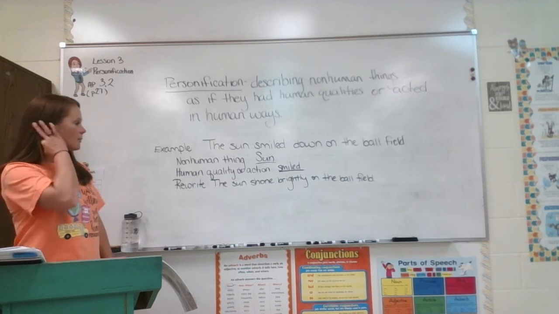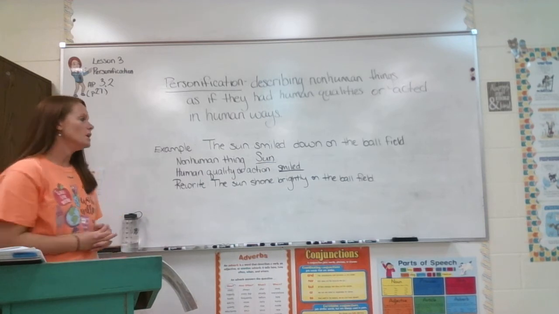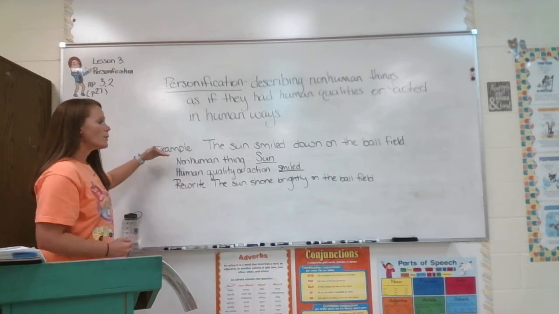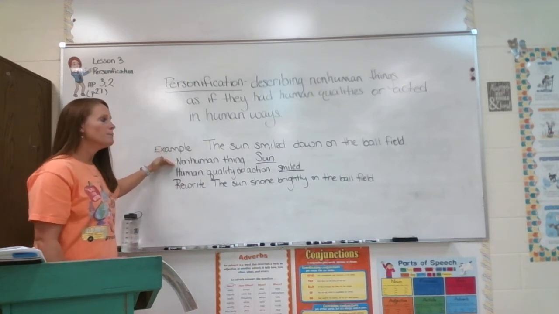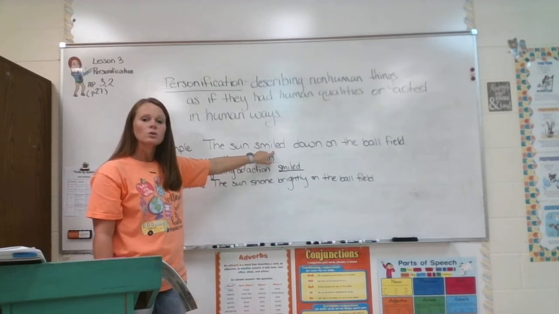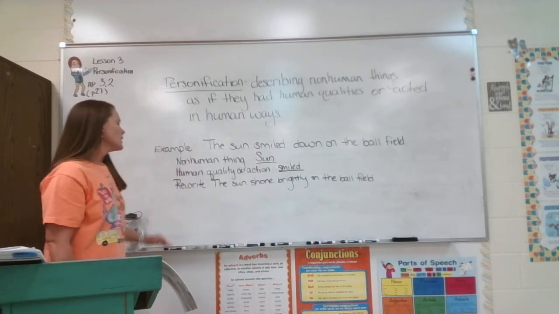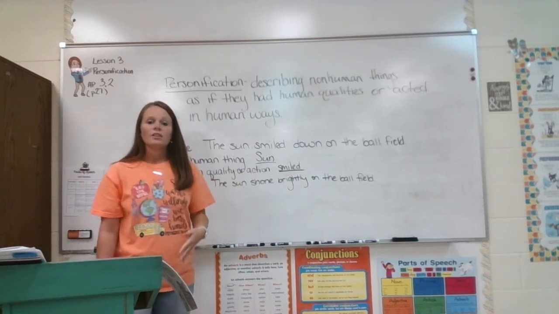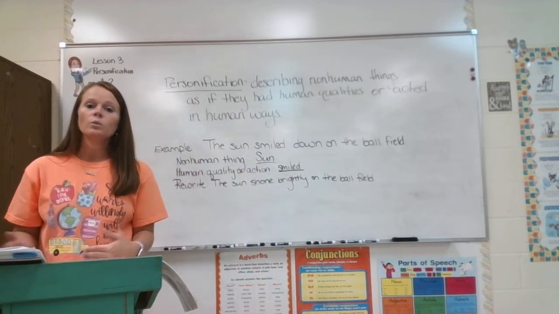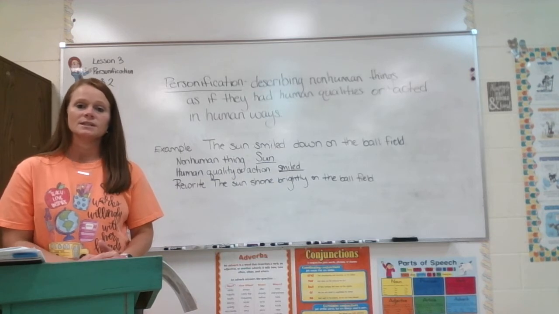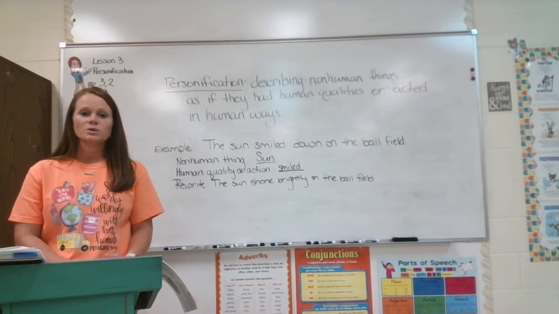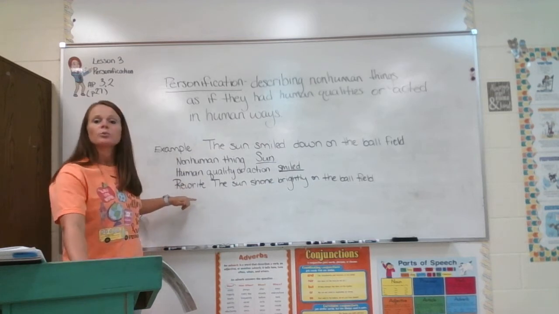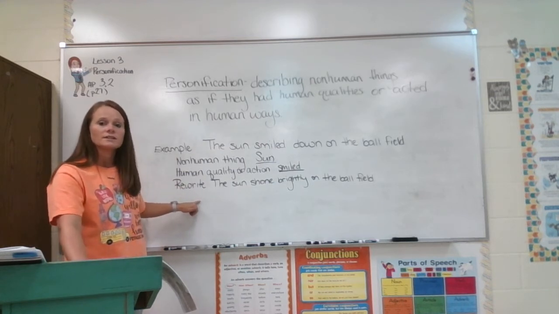The next thing to think about is the human quality or the human action that's taking place. Well, our non-human thing, which is the sun, is said to have smiled in our sentence. So our human quality or action is smiled. This is like in our last activity when we were finding the verbs in the sentence, the action that our subject was carrying out.